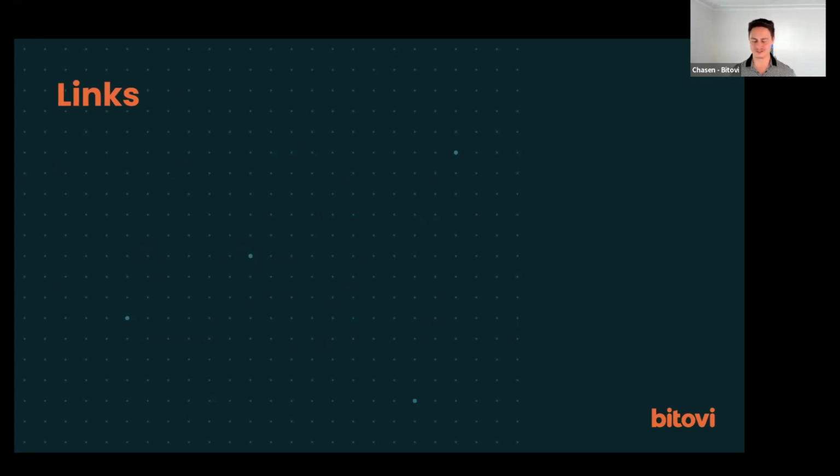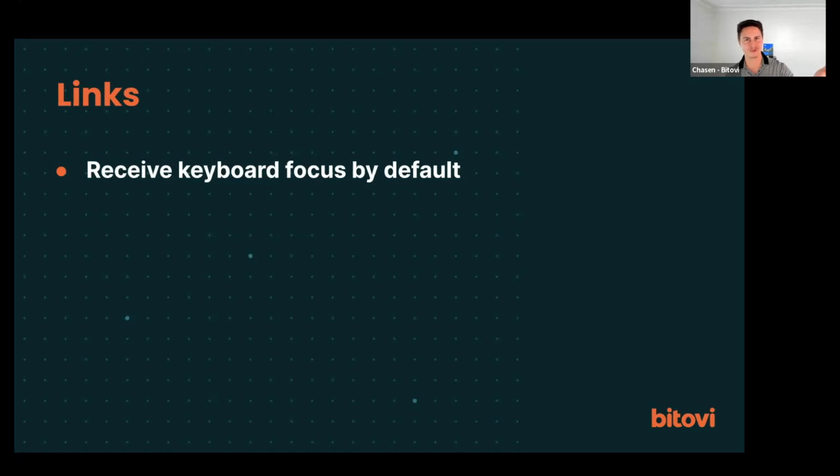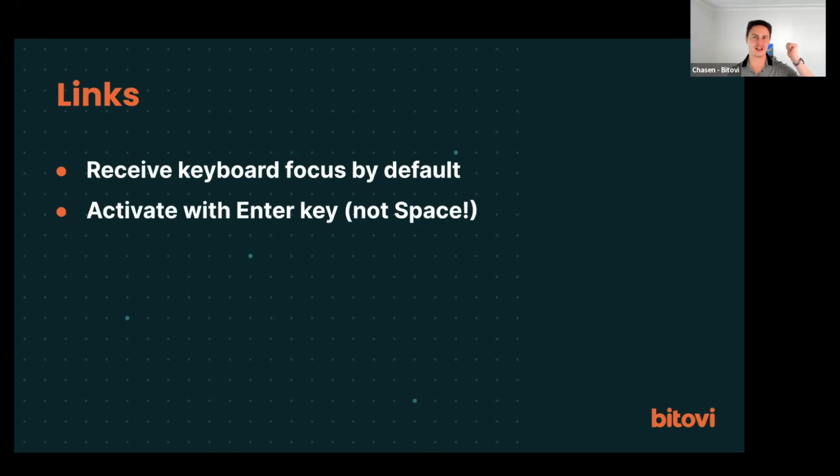Let's talk about links. So just a quick comparison to buttons. They also receive keyboard focus by default. You can activate them with the enter or return key, but not space, right? If you have focus anywhere else other than a button, when you hit the space bar, you're going to be going down the page, right? You can kind of scroll page by page going down the page with the space bar. So with buttons, when you hit the space bar, you'll activate them. With links, it's just the enter key.